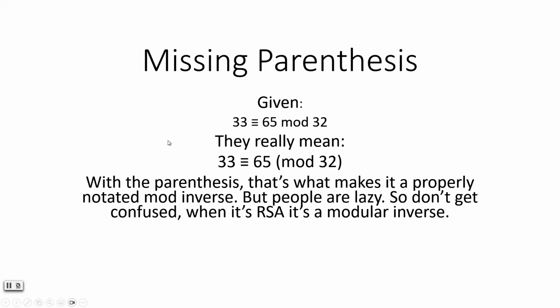Sometimes the parentheses are missing. You have to watch certain assignments, like R's and IAS, that will say something like 33 is congruent with 65 mod 32 without putting the parentheses in there, right? But the parentheses are really implied. I've seen a lot of sources that omit the parentheses, and that's not good. It's kind of a lazy step.